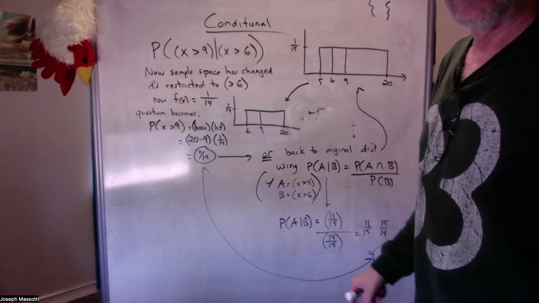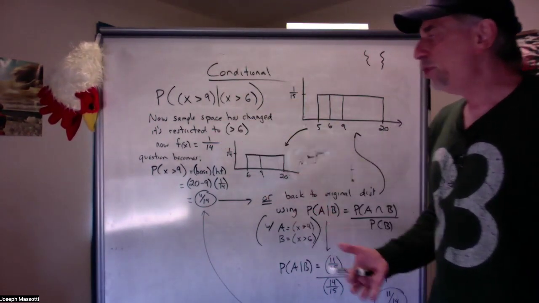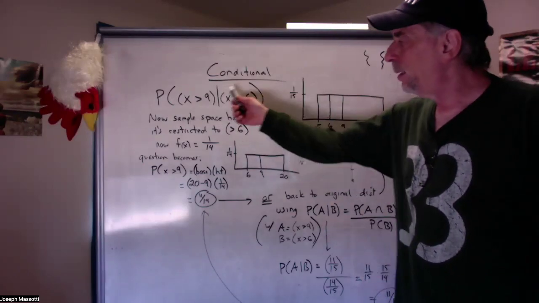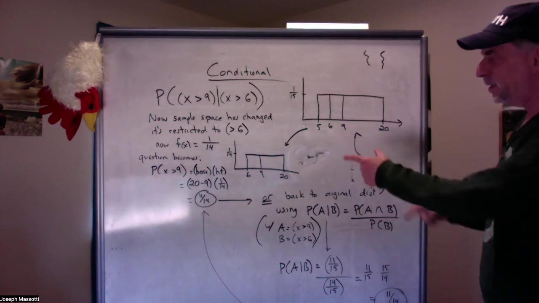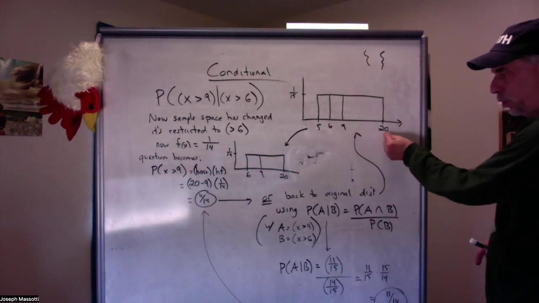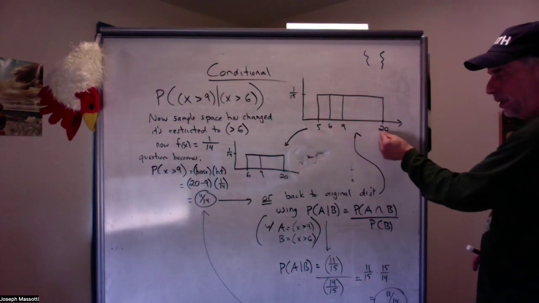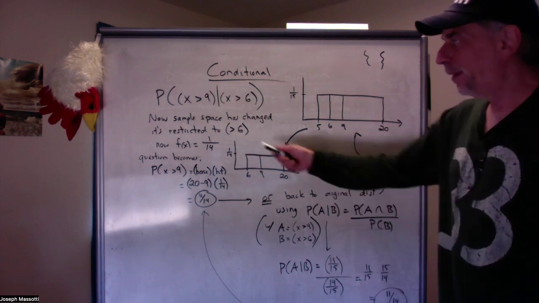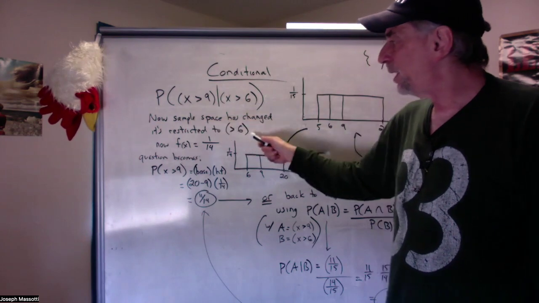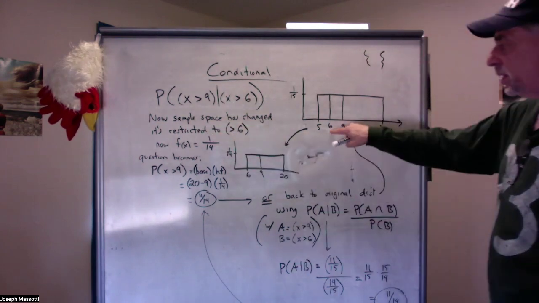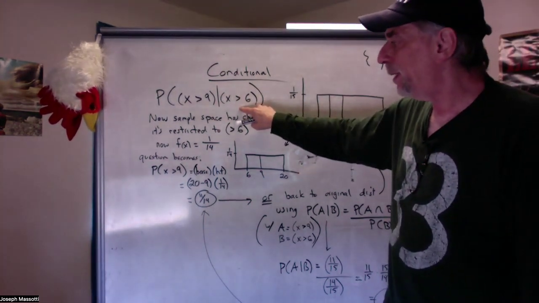So when you're asked this sort of conditional question, what it does is it changes the sample space, because the given condition here is greater than 6. Okay, so now the sample space, instead of being from 5 to 20, the sample space has shrunk to from 6 to 20. So that's kind of the main thing here. Given this condition, your sample space has changed, and it's restricted to just greater than 6, because the condition is that you've waited 6 minutes.